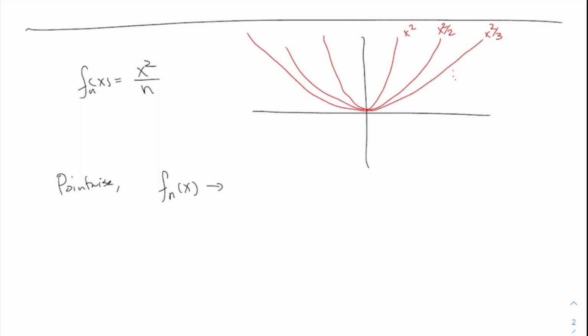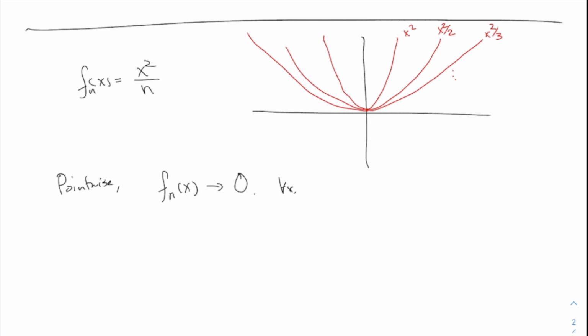If you look at some particular value for x and then ask yourself, dividing by n, what happens to that as n goes to infinity? The answer is you get 0. So for a specific x value, you do get 0 when n goes to infinity. So this goes to 0 for all x, pointwise. At each individual point, this sequence of functions does approach 0.